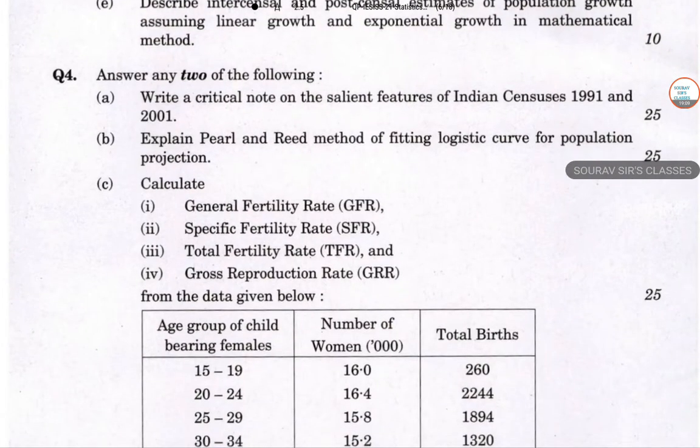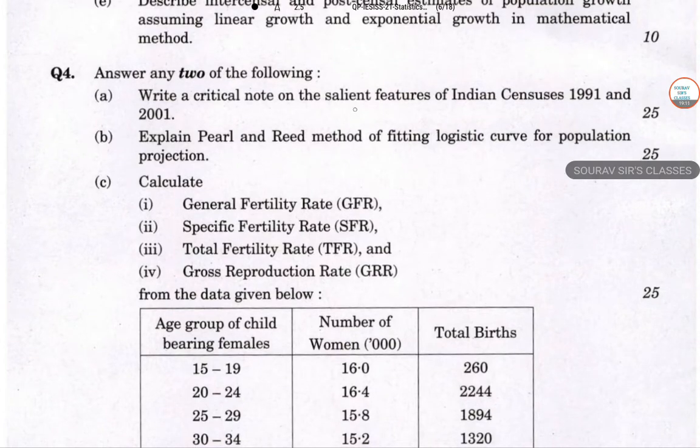Now, after the first four, write a critical note on the salient features of the Indian censuses of 1991 and 2001. So this is pretty much a direct theory. You can see it in my complete notes. There is a comparison-based analysis, more and more improved techniques, and more people also got involved. These are the extra things you need to provide and try to give an elaborate answer.